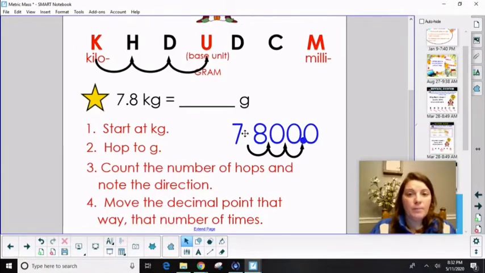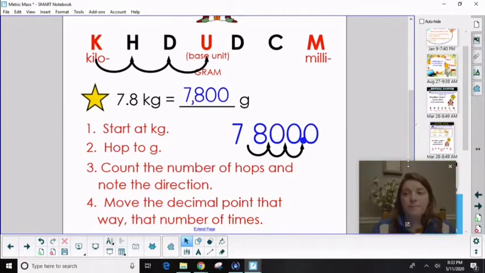So what's my amount? 7,800. So 7 8/10 kilograms equals 7,800 grams. Let's try another one.